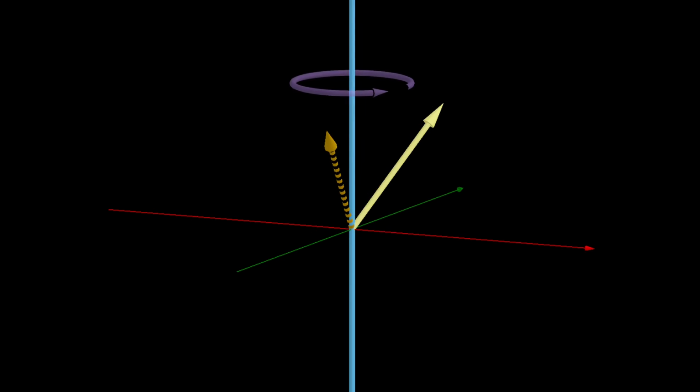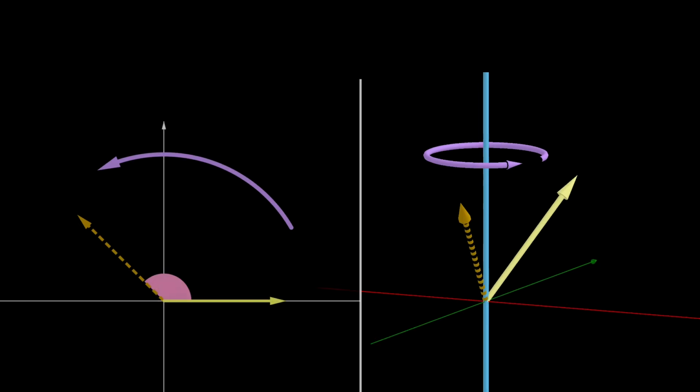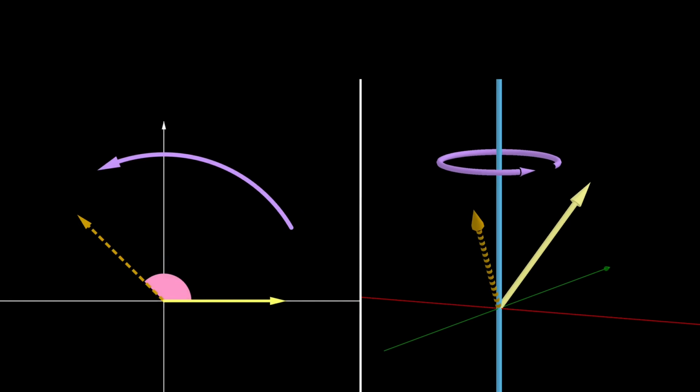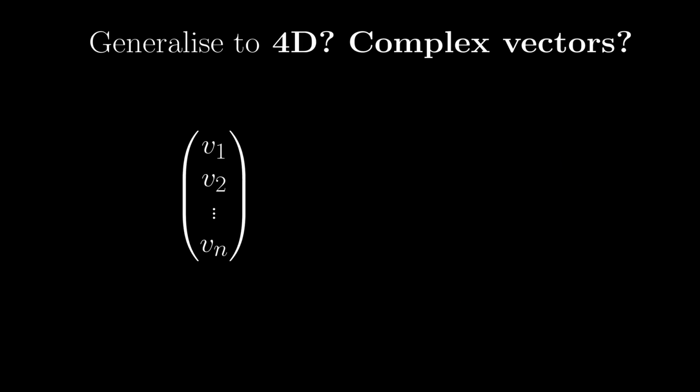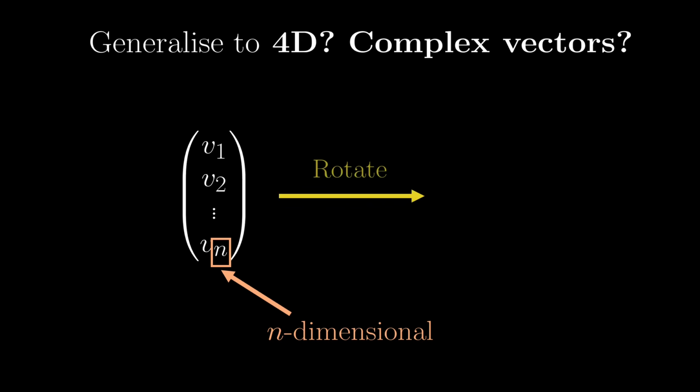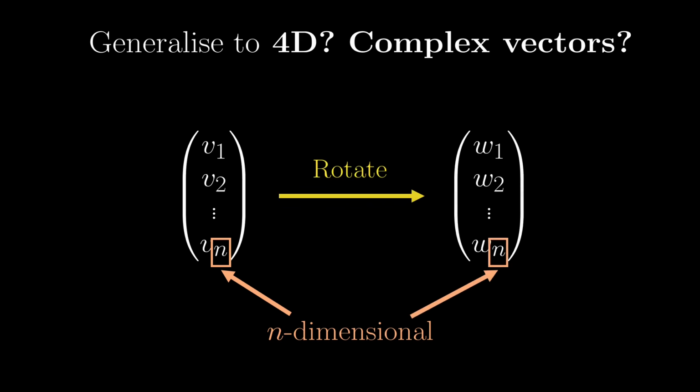Okay, that's all well and good, but can we generalize the process? For example, what would you need to do for 4D rotations? Or even more weirdly, can we do complex rotations? We can strip it all down to this. There is a vector, which is n-dimensional, and we want to rotate this vector to another vector, also n-dimensional.